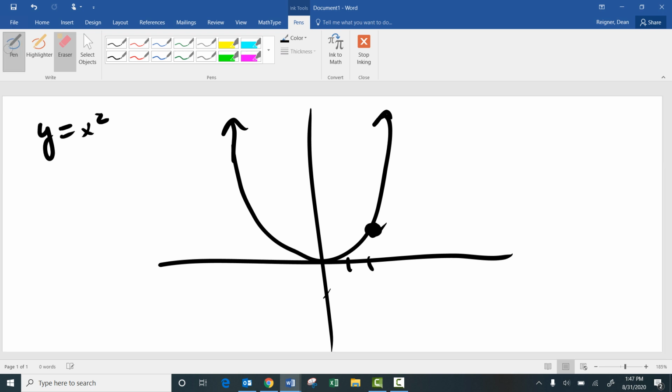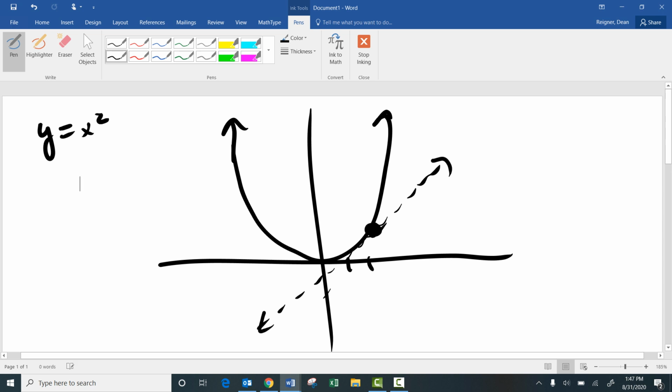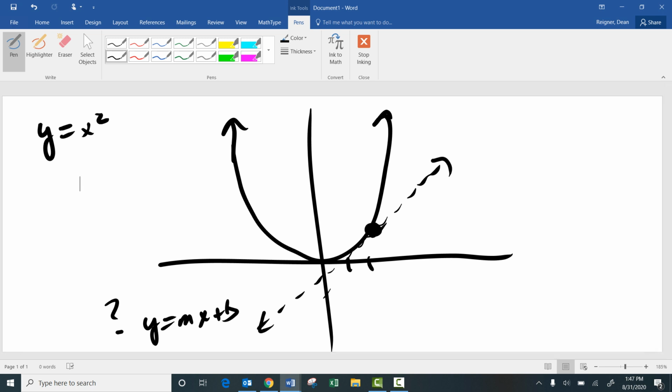So let me draw that again. Okay. So what we want to do is figure out the equation of that line. We don't know what it is. When we write an equation of a line, we need a slope and we need a y-intercept. The way you get a slope, if you have a line, is you hopefully have 2 points. Now the problem here, and this is where we're going to introduce a limit, is this line only has one point that we know of. It's 2, 4, which is right here.